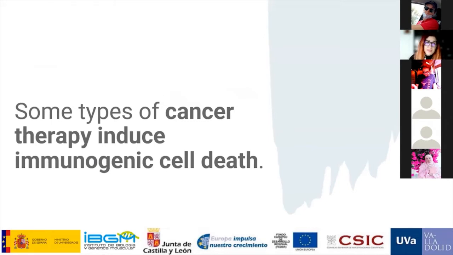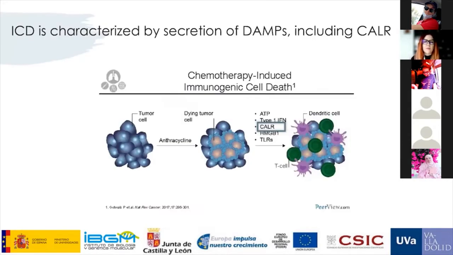Some types of cancer therapy induce immunogenic cell death. I won't go through this pathway in detail, but just to say that some cancer cells, when treated with some chemotherapies such as anthracyclines, start to die and generate some damage-associated molecular patterns that provoke the activation, or the call, of the immune system.